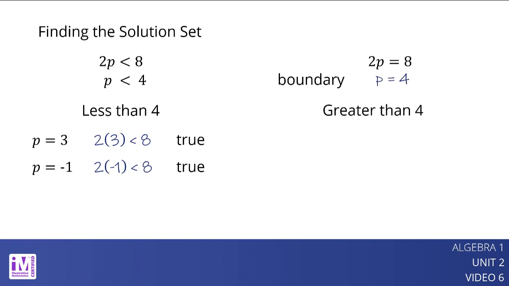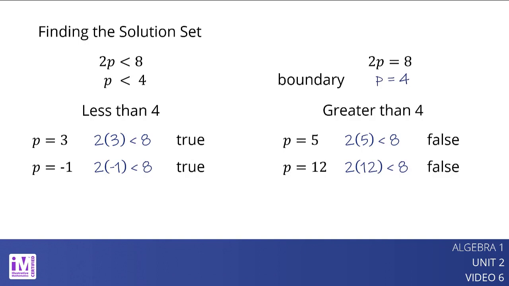Let's try values greater than 4. If p equals 5, the inequality is 2 times 5 is less than 8, or 10 is less than 8, which is false. If p equals 12, the inequality is 2 times 12 is less than 8, or 24 is less than 8, which is also false. In general, the inequality is false when p is greater than or equal to 4, and true when p is less than 4.